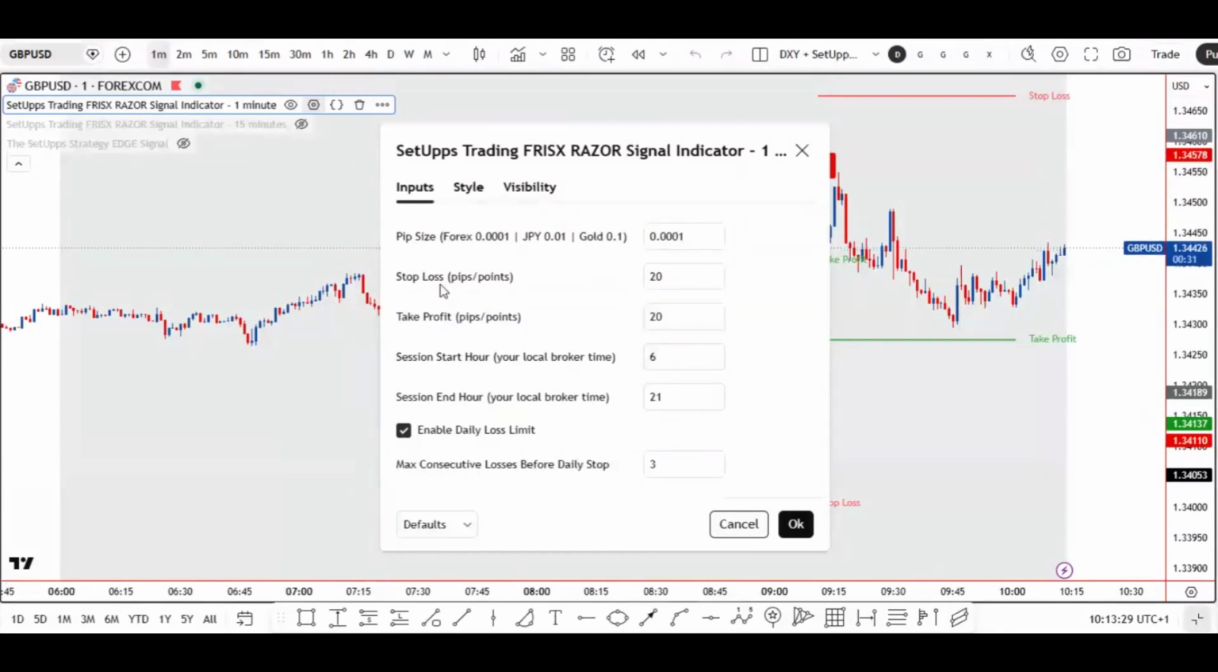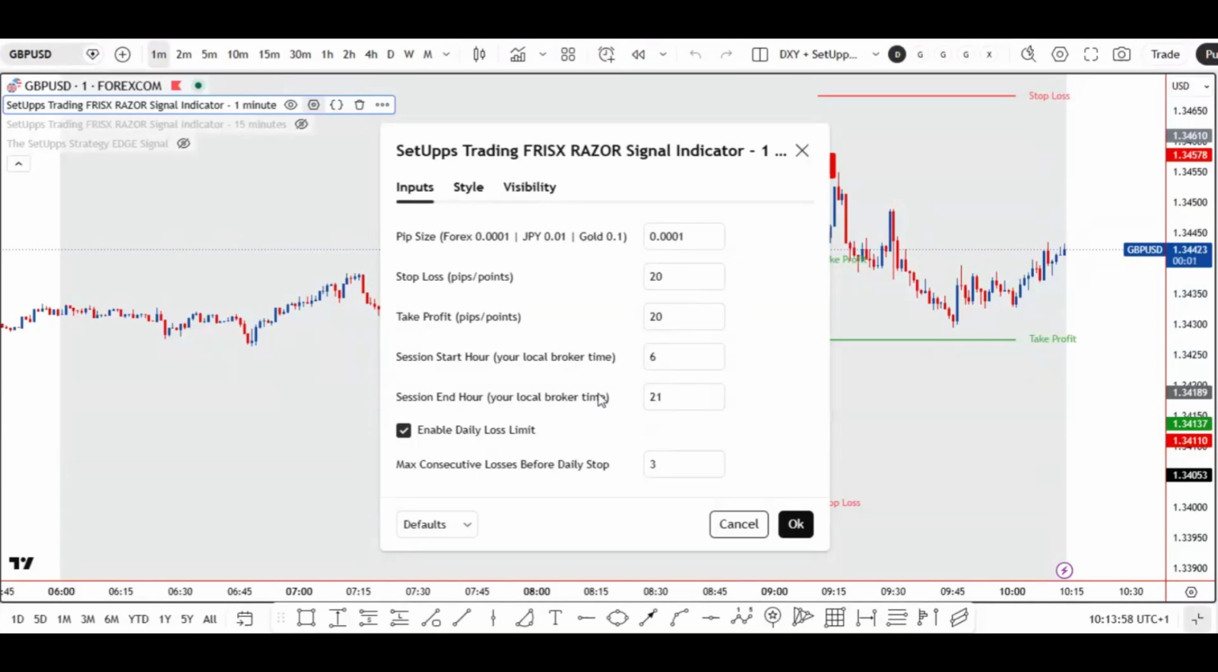Now, because of 1 minute, I set the charts to the risk reward of 1 to 1, which is 20 pips stop loss and 20 pips TP. So I leave it as it is. I've set the time for it to start from 6 a.m. UK time, which is British Summer Time, to 9 p.m. British Summer Time, because I'm based in the UK, and that's when I think the indicator performs the best.